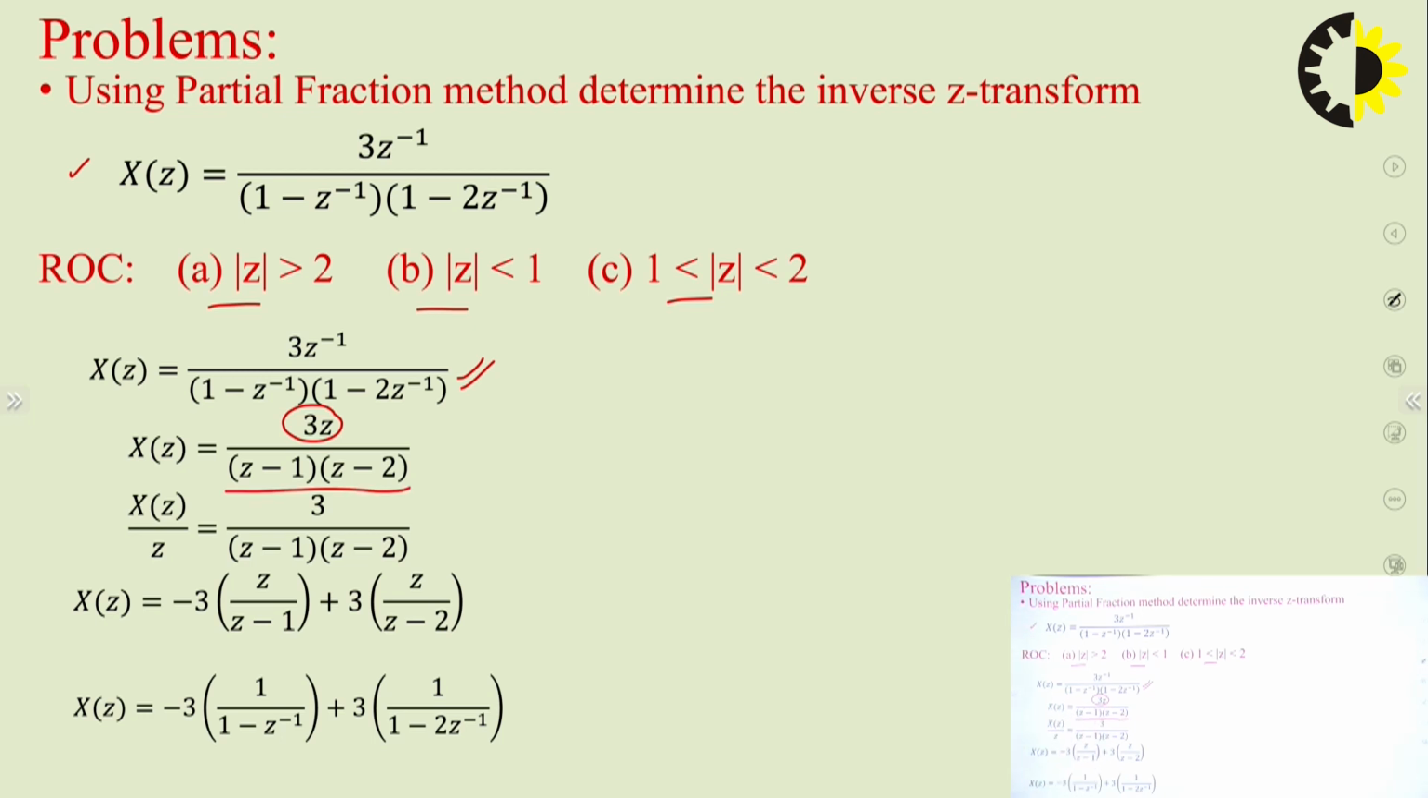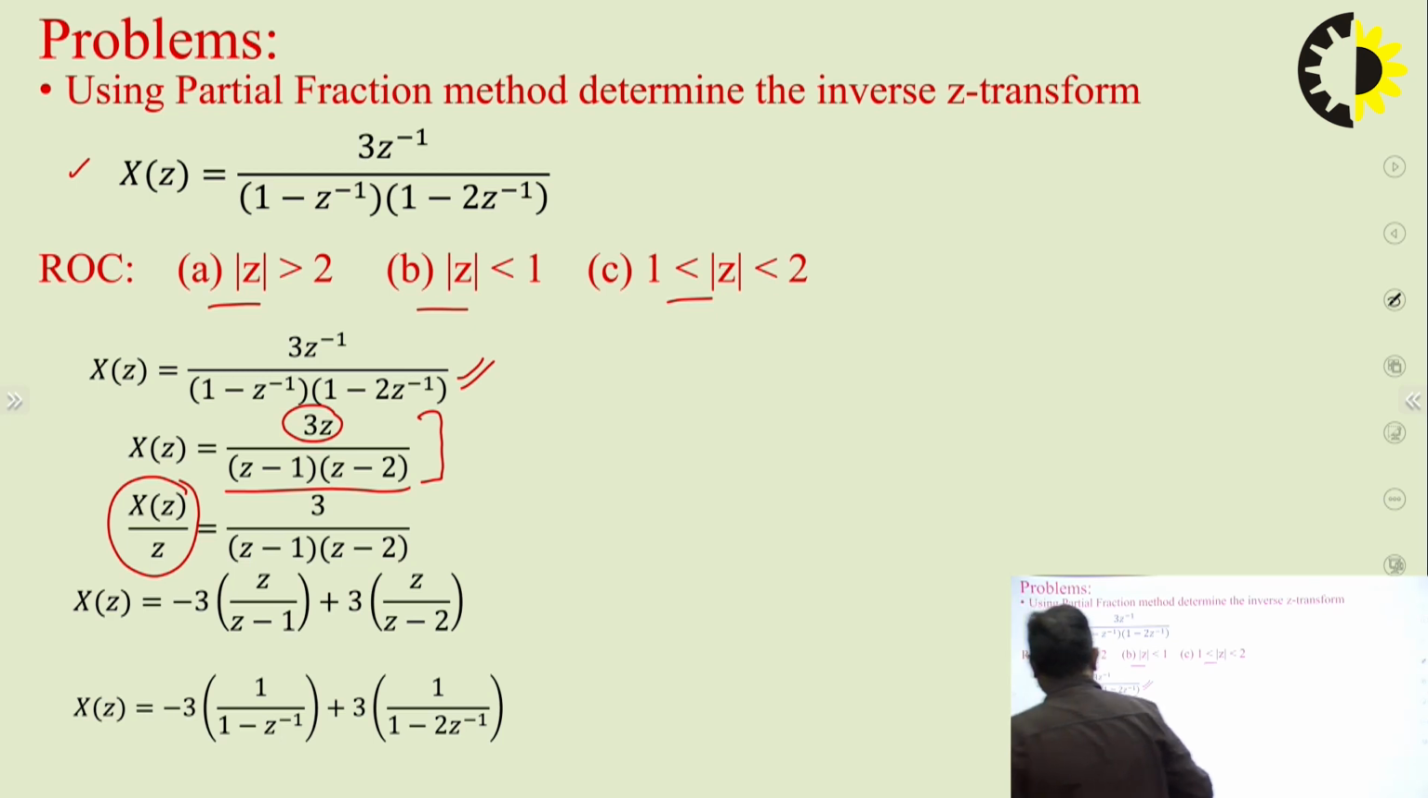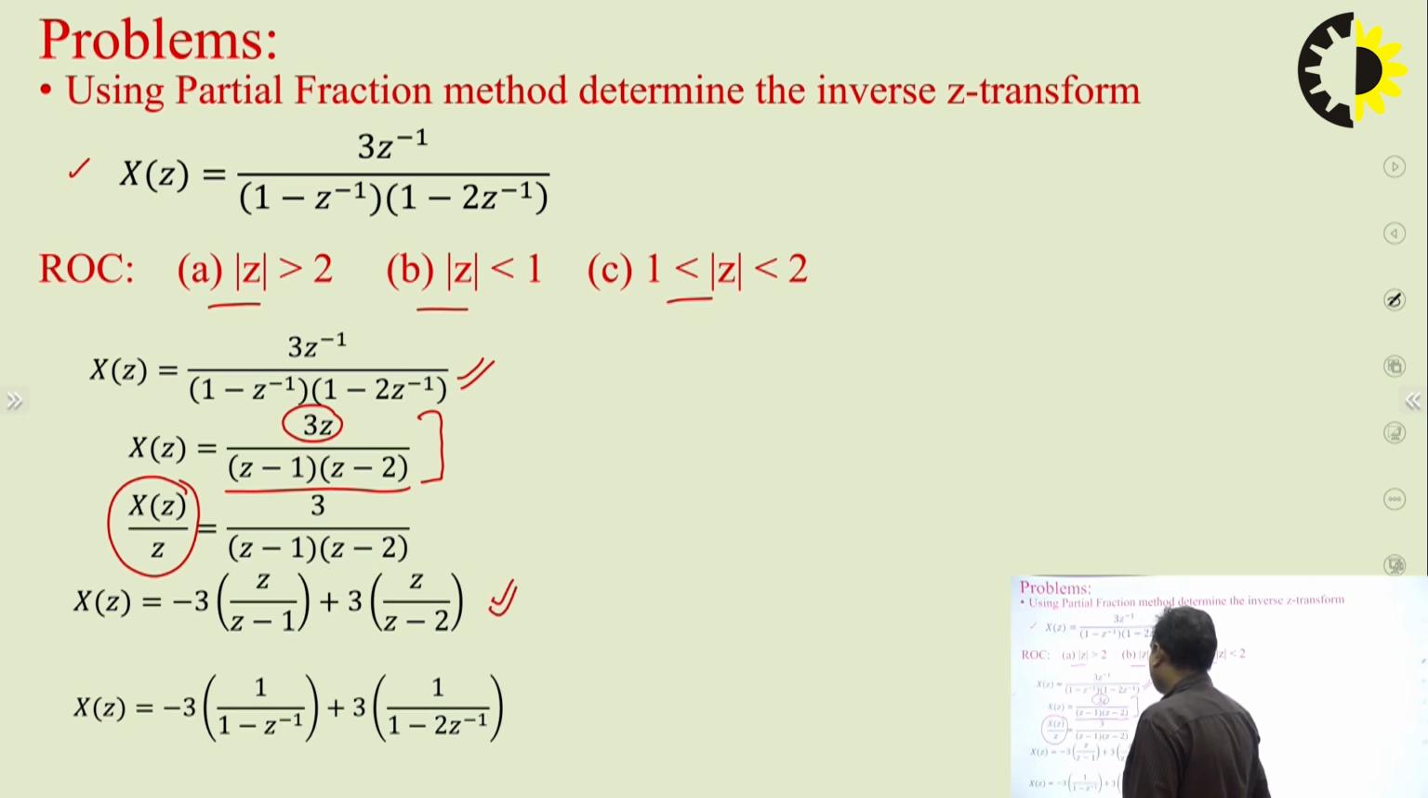Now the term is 3z upon (z minus 1)(z minus 2), but you will take this z aside. So X(z) by z will become 3 upon (z minus 1)(z minus 2). Now you will do the partial fraction for this term, and later on you will multiply by z. After doing the partial fraction, we have this type of term. Again we have divided by z in numerator and denominator both sides, so we are getting 1 upon 1 minus z to the power minus 1, and here 1 upon 1 minus 2z to the power minus 1. And here the ROC is mod z greater than 2.